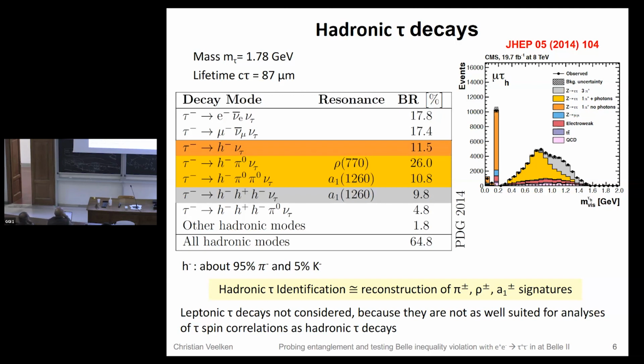In this talk, I will focus on hadronic tau decays that account for about 2/3 of the decays, and we will ignore about 1/3 of tau decays into electrons or muons and 2 neutrinos. And the reason is that the leptonic tau decays are just not well suited for measurements of the tau spin, as I will explain in more detail on the next slide.